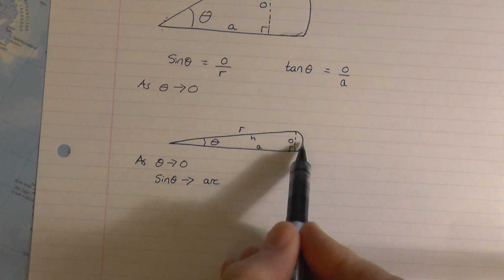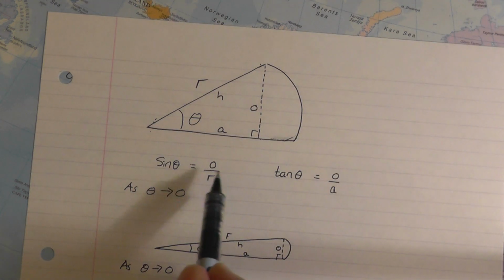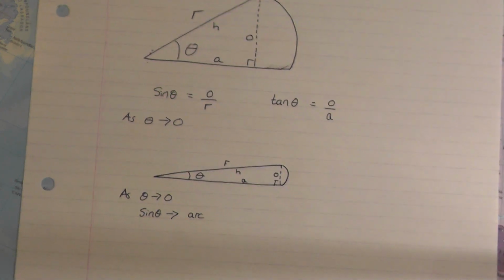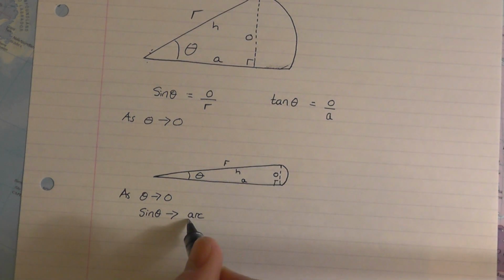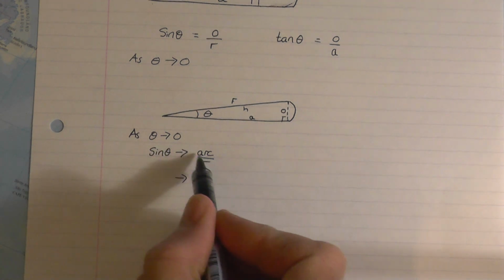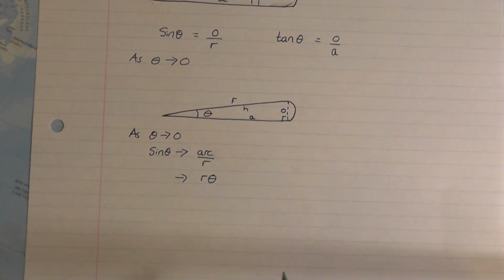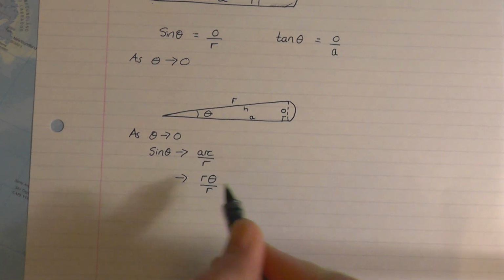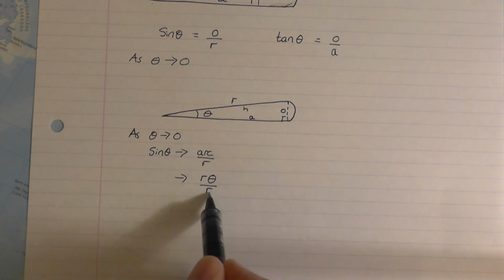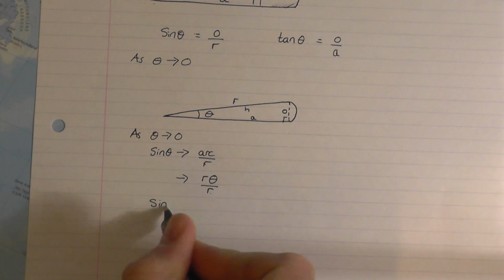Because the dotted line is very close to the arc, we can say that sine theta tends to be, instead of the opposite side over r, very close to being the arc divided by r. Now you should know from your basic work on radians that the arc length is s equals r theta, so it's the same as r theta divided by r. So arc is r theta, r on the bottom line. So you get that sine theta, now this is what we need to remember.